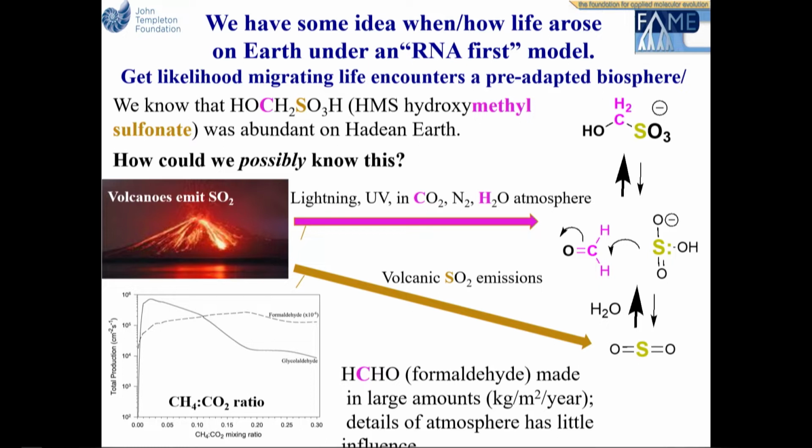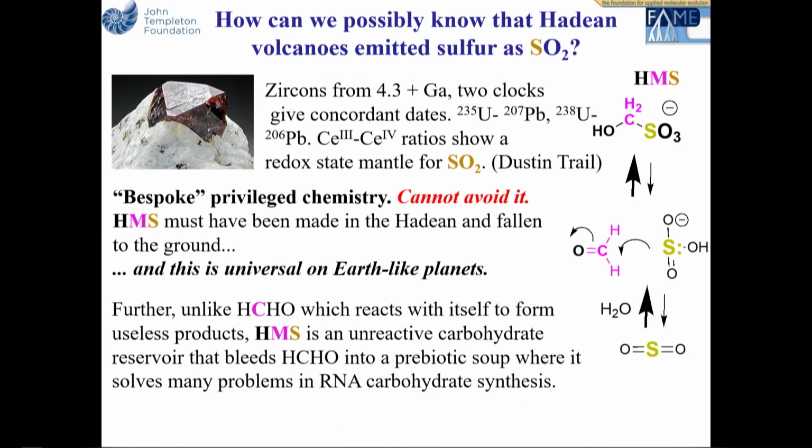Now you can ask the question, okay, well, how do you know that the volcano is generating sulfur dioxide, but not, say, a more reduced form of sulfur like hydrogen sulfide or a more oxidized form? And the answer goes back to some work that Dustin Trail did with some 4.3 billion-year-old zircons, where he looked at the ratio of cerium-3 and cerium-4 entrapped in those zircons and concluded that the mantle from which those zircons crystallized 4.3 billion years ago must have had a redox state suitable for the evolution of sulfur dioxide.